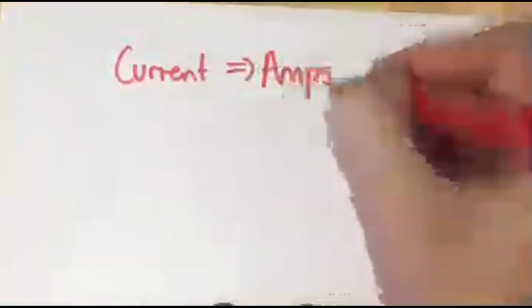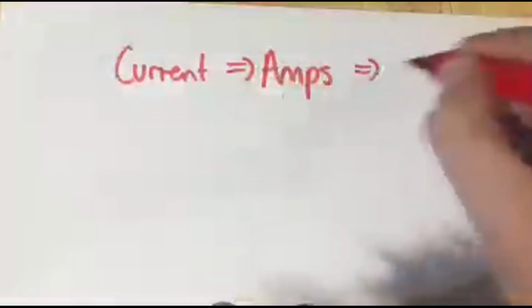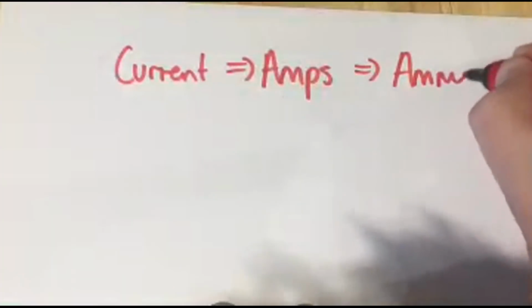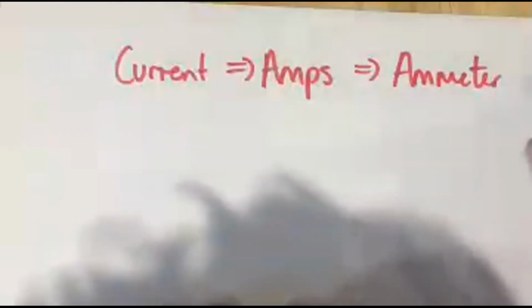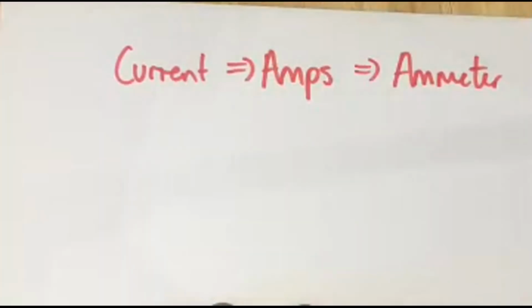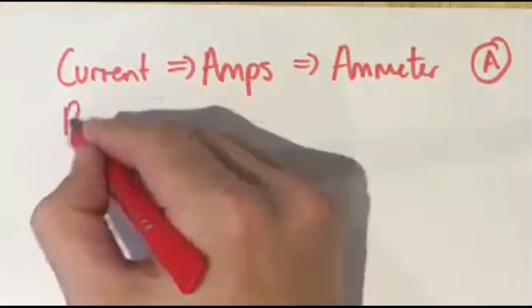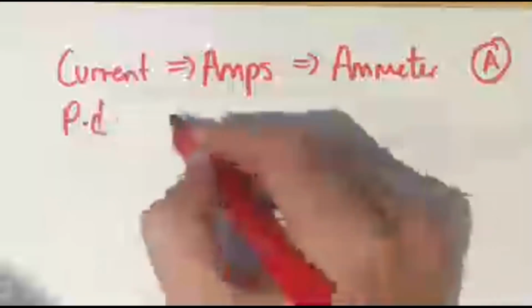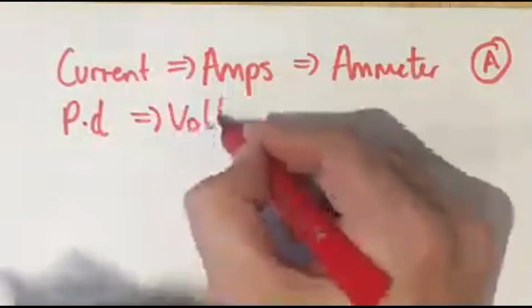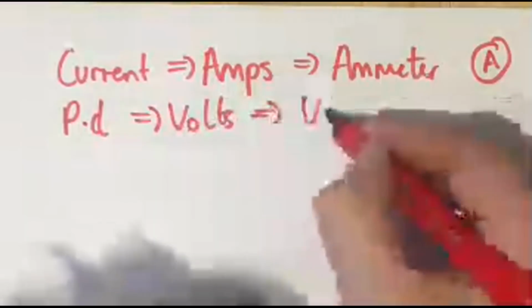So first of all, current is measured in amps, and it's measured using an ammeter. This has the symbol A. Potential difference, or voltage, is measured in, funnily enough, volts, and this is using a voltmeter.